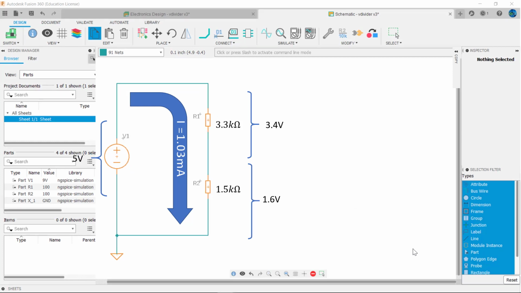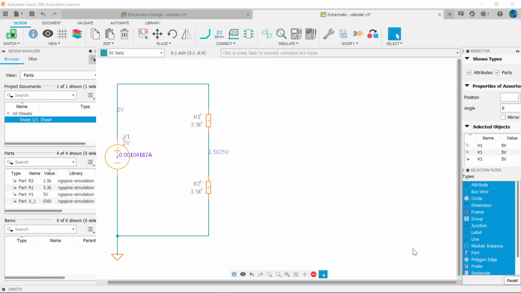Let's simulate the circuit in Fusion and check our work. The simulation results show the voltage across R2 is 1.5625 volts, close to our 1.6 volts desired voltage. In our next video, we'll discuss power in resistive circuits.